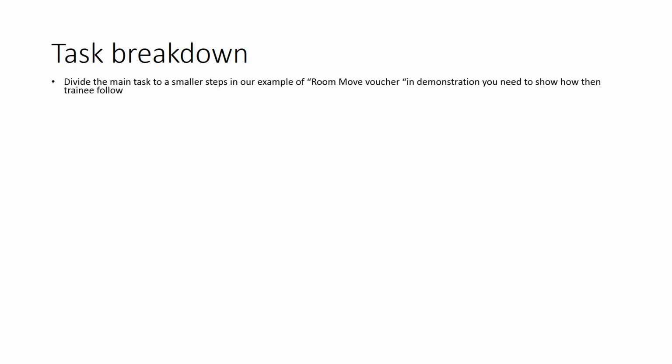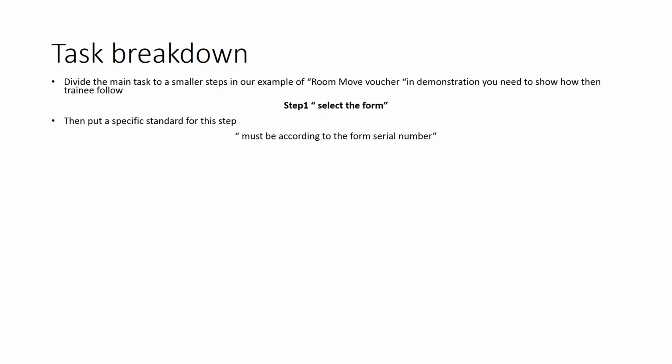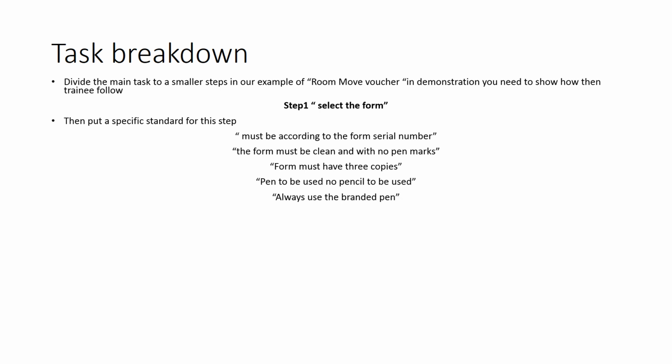Task breakdown. Then you go to the task breakdown: you divide the task into certain steps, and each step has a standard. In our example, the first step, of course, is to select the form. That's a step. So what's the standard for this step? It must be according to the form serial number, the form must be clean with no pen marks, the form must have 3 copies, and a pen to be used, not pencil, always the branded pen. So these are the 5 standards for this step that you need him to learn.